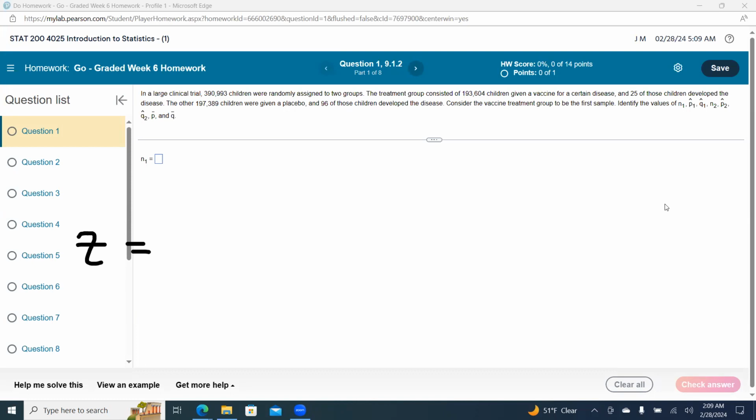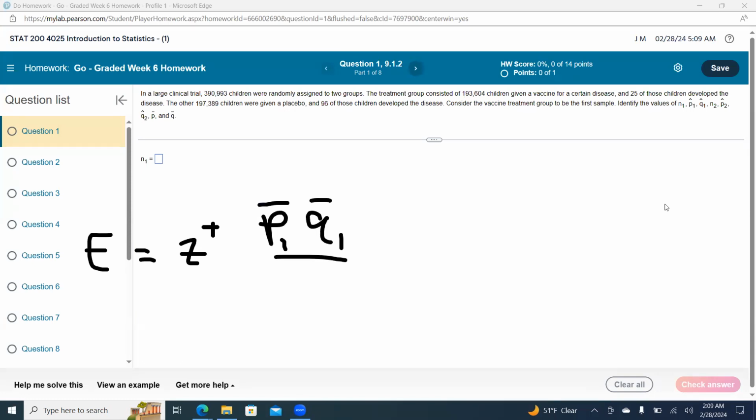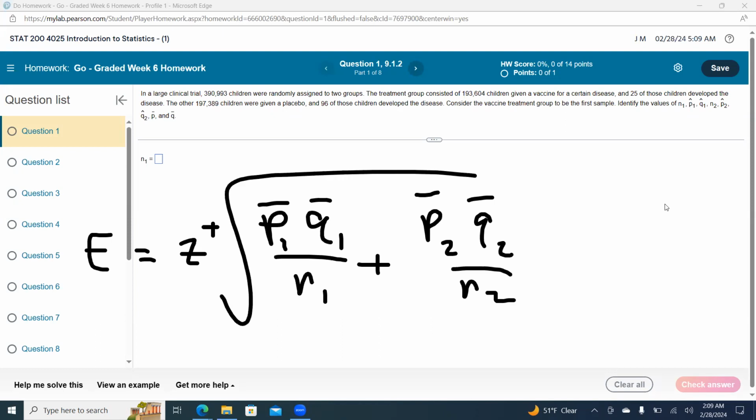Test statistic Z is going to equal, or actually this is going to be the margin of error E, which equals Z star times the square root of P bar Q bar over N1 plus P2 Q2 bar over N2. That's a Z star there. So we can read the thing here. We have all that, N1. Okay, good, we have all of this.